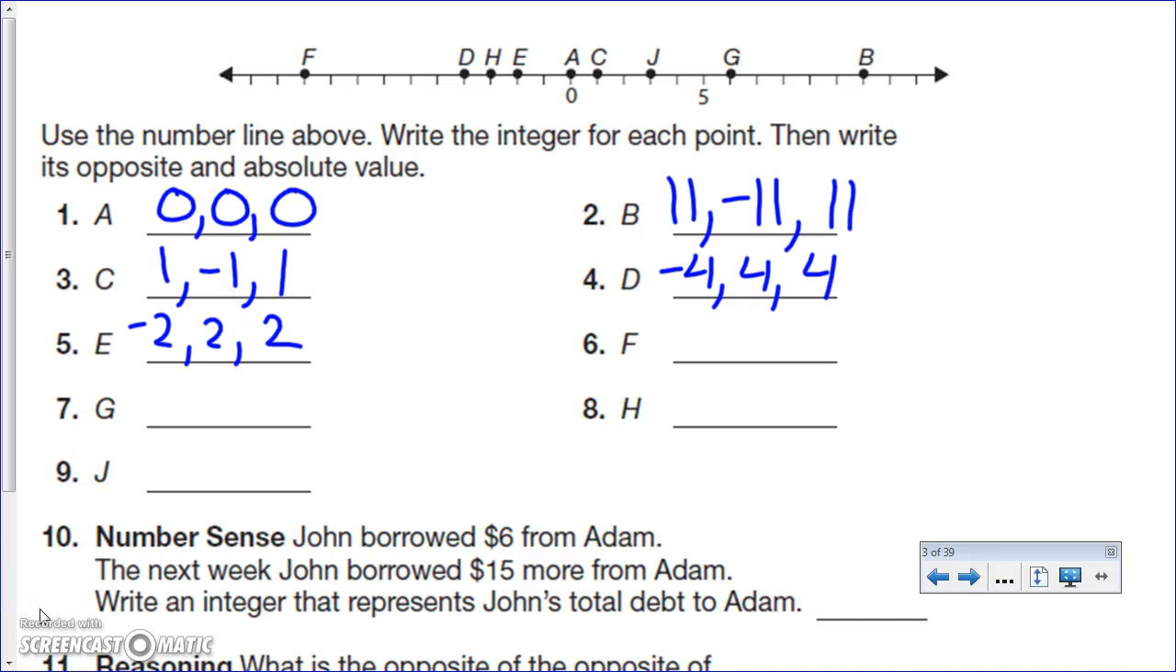F is at -10, so its opposite is positive 10, and the absolute value of both -10 and positive 10 is 10. For G, we know it's at positive 6, so the opposite is -6, and the absolute value of positive 6 and -6 is 6.